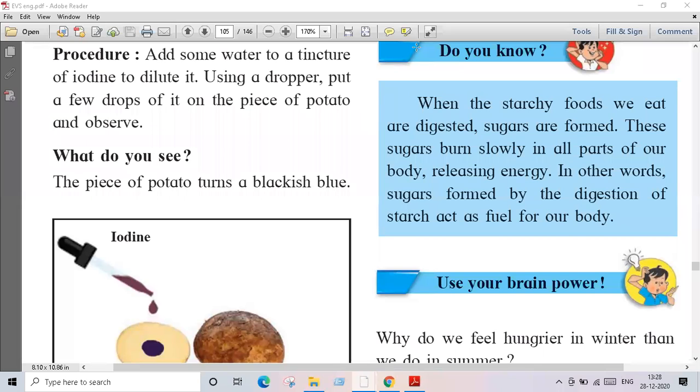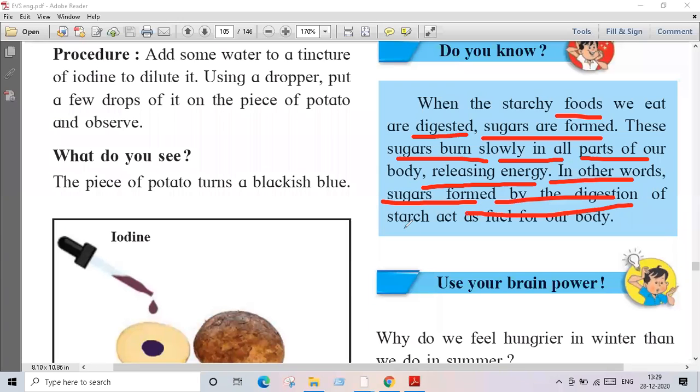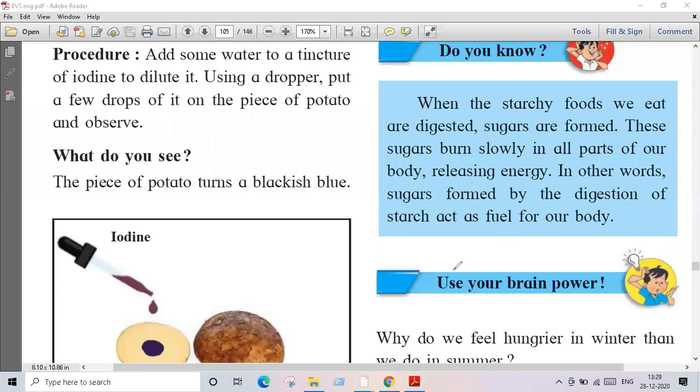So when the starchy foods we eat are digested, sugars are formed. These sugars burn slowly in all parts of our body, releasing energy. In other words, sugar formed by the digestion of starch acts as a fuel of our body, right? जसं आपण गाडीमध्ये टाकतो ना फ्युएल, पेट्रोल डिझेल, तसं आपल्या शरीरामध्ये सुद्धा आपण जेव्हा जेवतो, ओके, whatever we eat, it forms a fuel in our body. ओके, समजतंय?